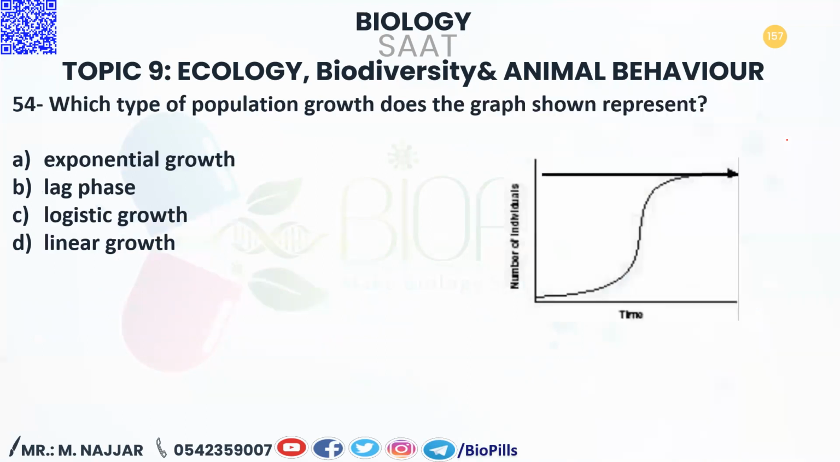Question number 54, same. Which type of population growth does the graph shown represent? A, exponential growth; B, lag phase; C, logistic growth; D, linear. Here there's no carrying capacity shown, but this way of growth, which plateaus or stops or remains constant when reaching the carrying capacity, is known as logistic growth, which is C.